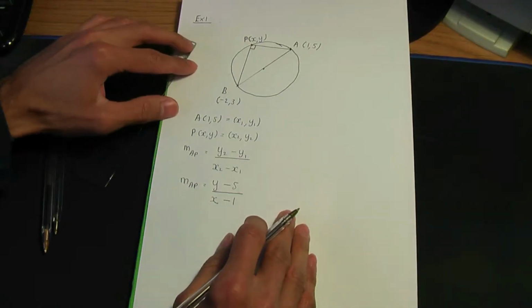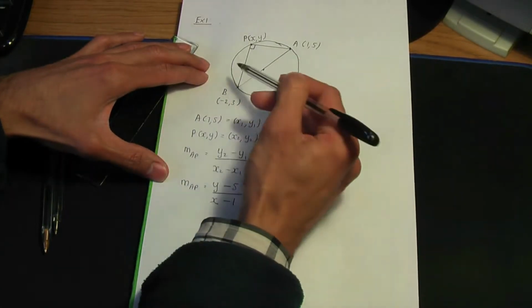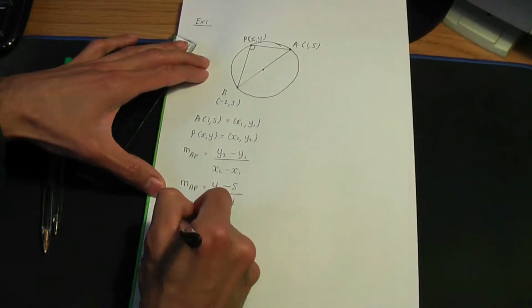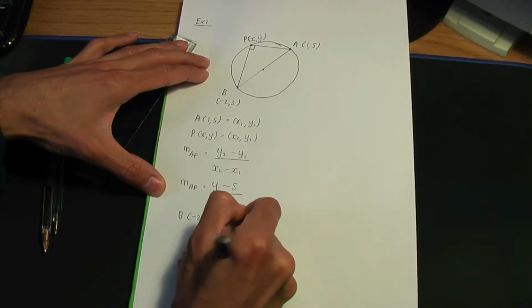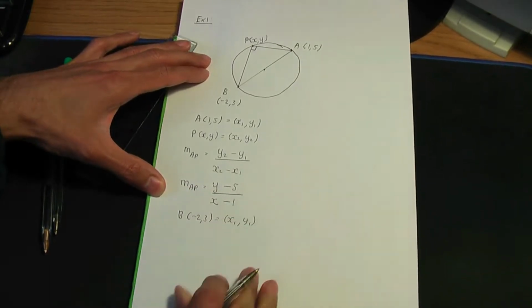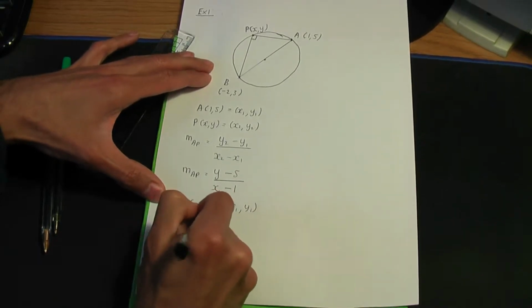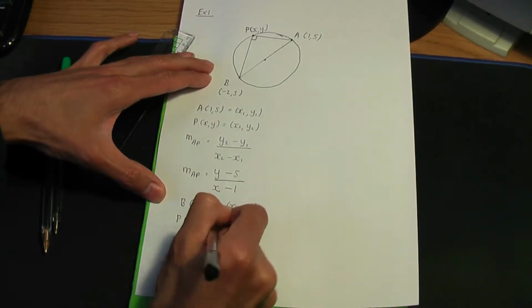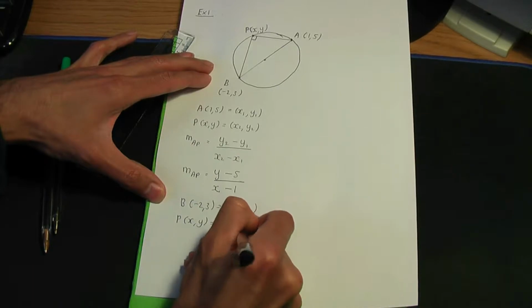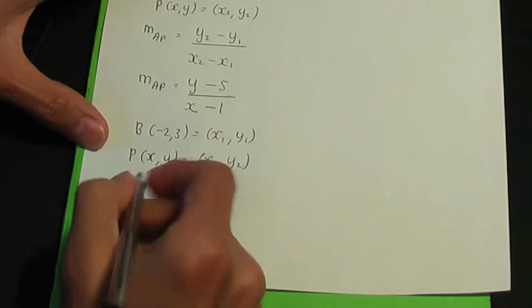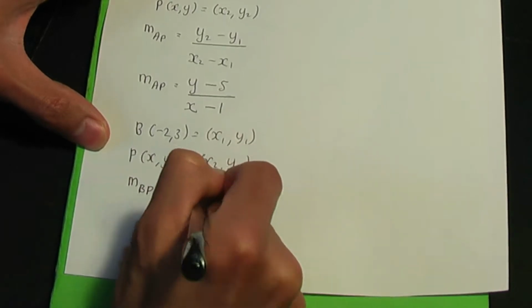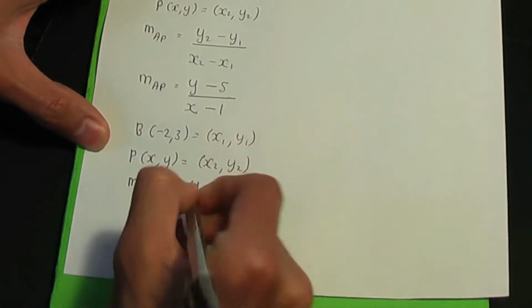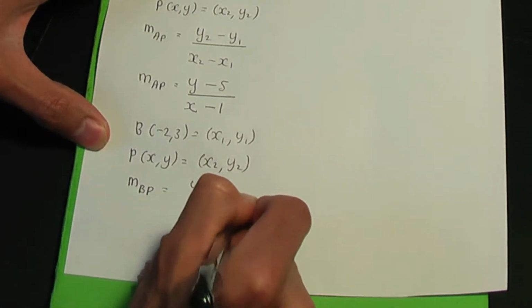So let me also work out the gradient of BP. So B has coordinates minus 2 and 3. I'll take that as my x1, y1 in the formula. P has coordinates x and y. I'll take that as x2, y2 for the formula. So m BP, so let's use the same formula. y2 minus y1 over x2 minus x1.